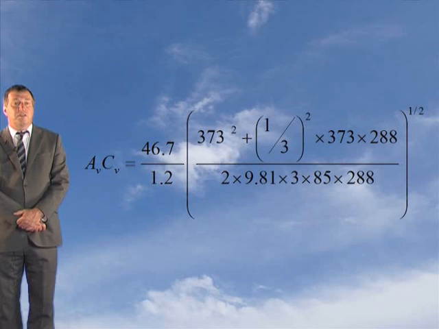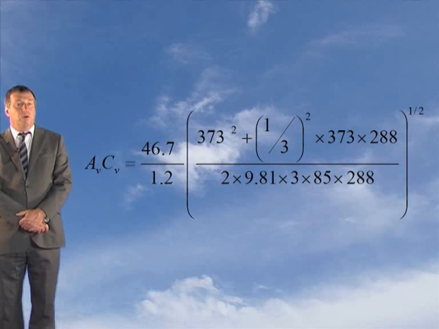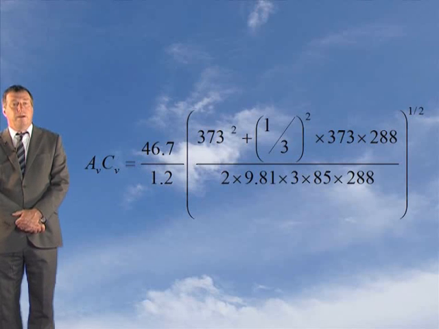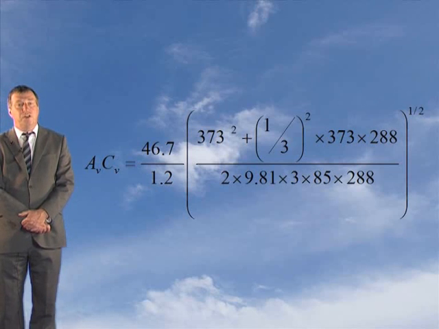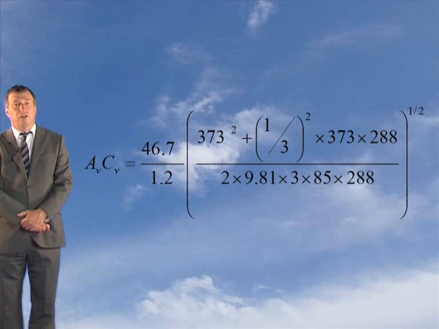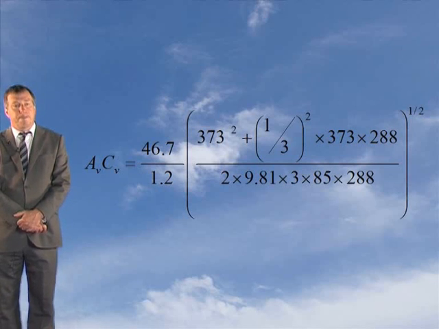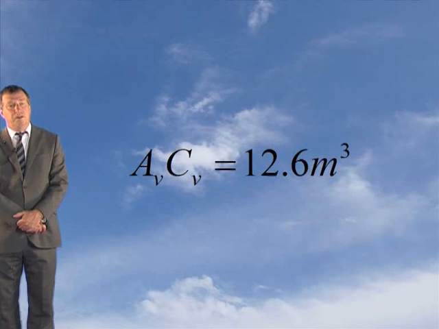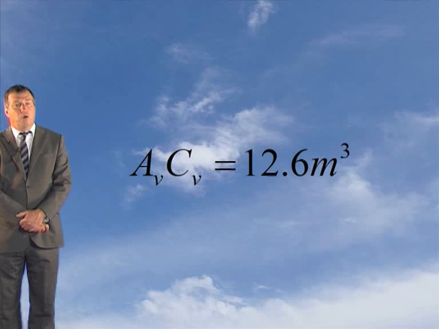We have the basic formula here, so let's enter the values of the variables that are appropriate for our building. This gives us AVCV equals 46.7 divided by 1.2. And then inside the brackets, we've got TL replaced with 373. The ratio AVCV over AICI is 1 over 3. T naught is replaced with 288. And on the bottom line of the equation, we've got 2 times 9.81, which is the acceleration due to gravity, times 3, the depth of the smoke, times 85, which is theta, times 288, which is T naught. And the last brackets are all raised to the power 0.5. Evaluating this gives 12.6 square metres of aerodynamic free ventilation in each of the 4 reservoirs.